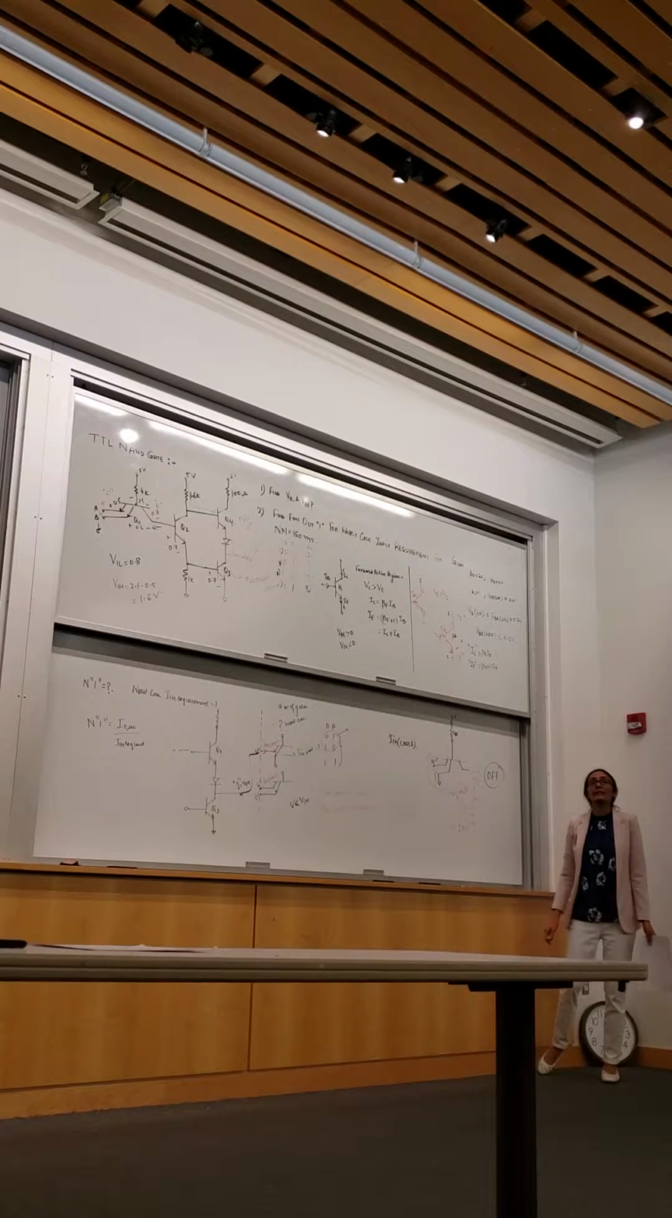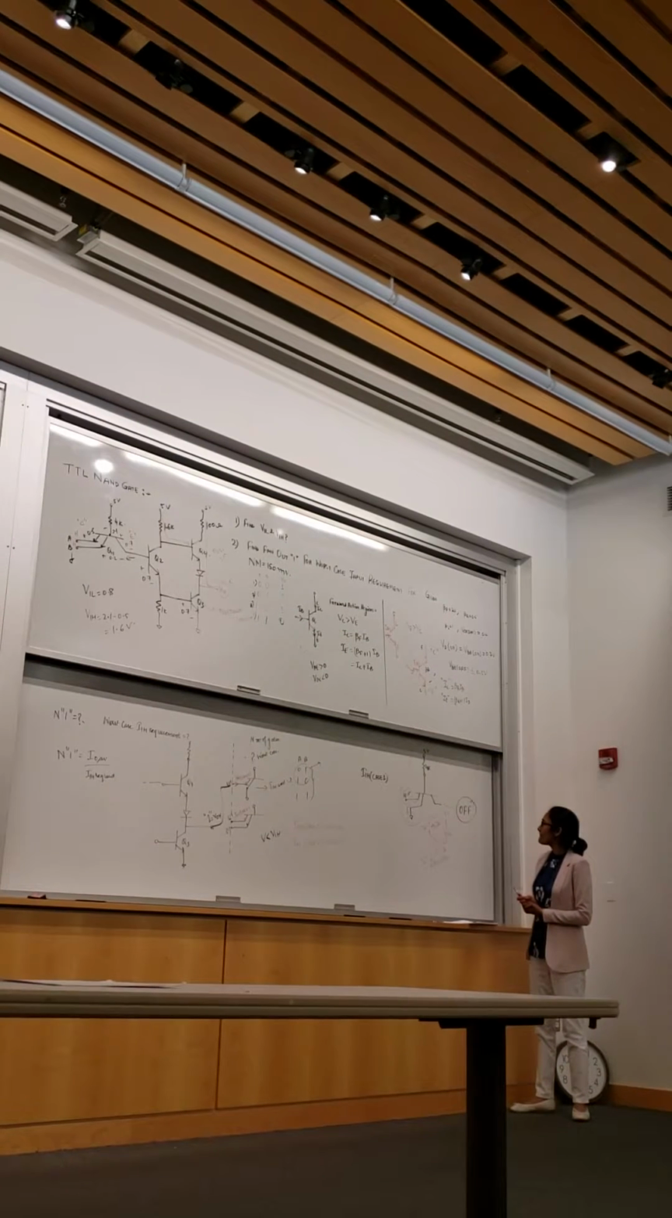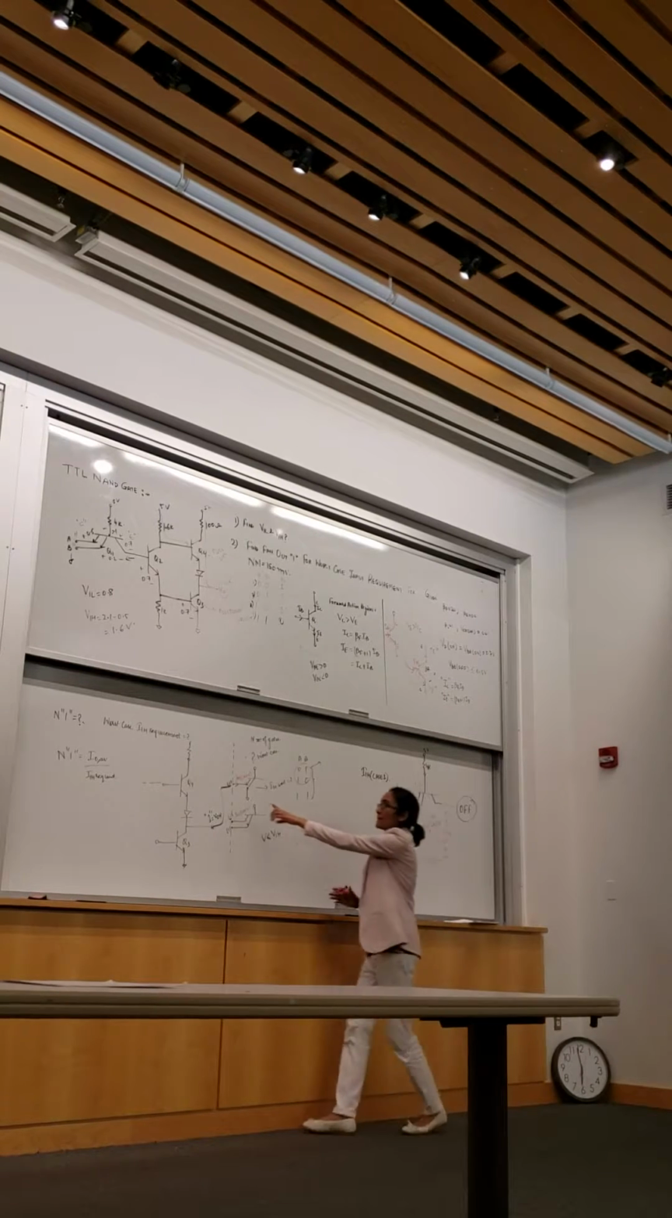Is that because in this situation VO is high, so the high output is being connected to the emitter on the other one?